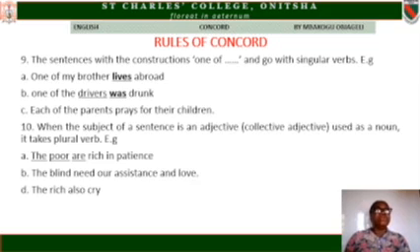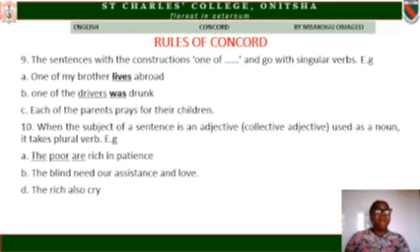Now let's go to rule 10. When the subject of a sentence is an adjective, a collective adjective used as a noun, this is what we call in English nominalization. You nominalize an adjective. That is, you make an adjective become or function as a noun. When you have such a unit, it takes a plural verb.